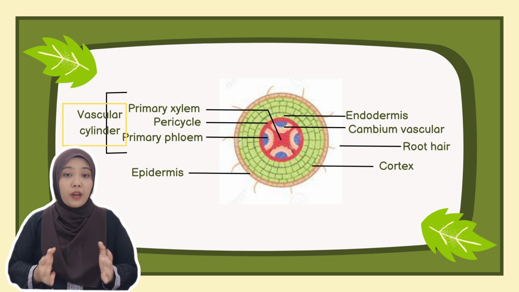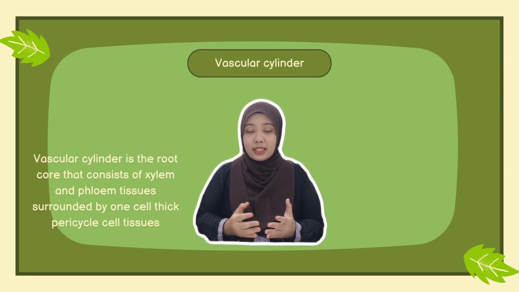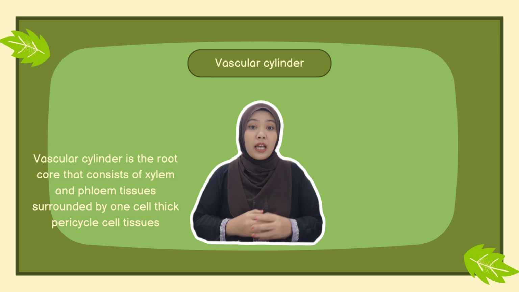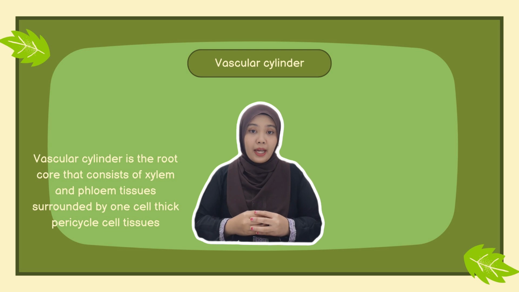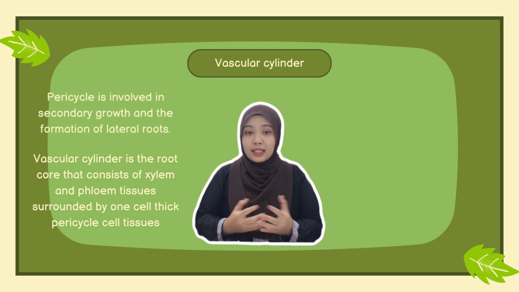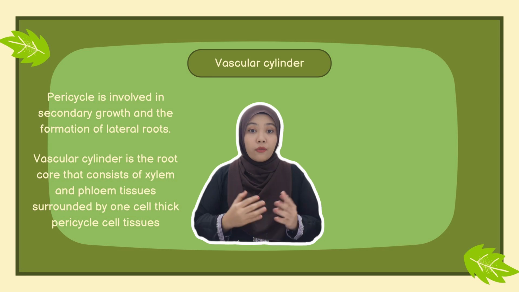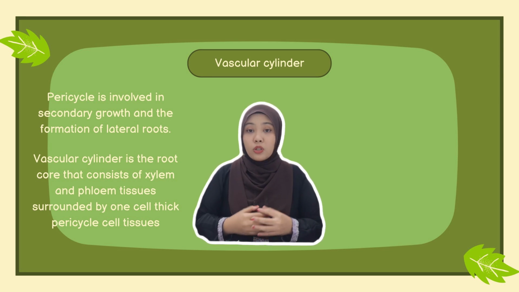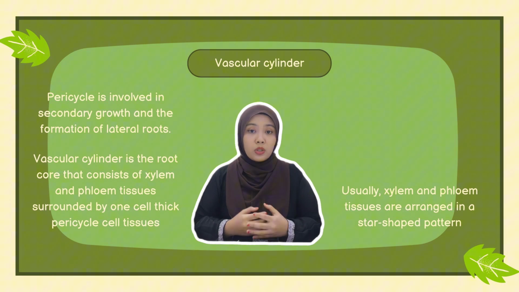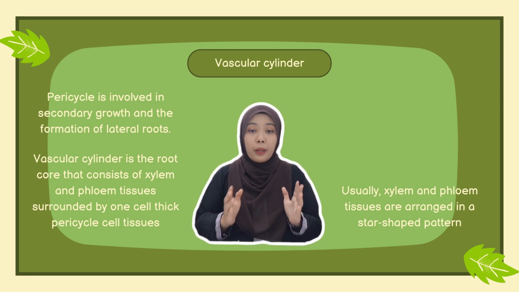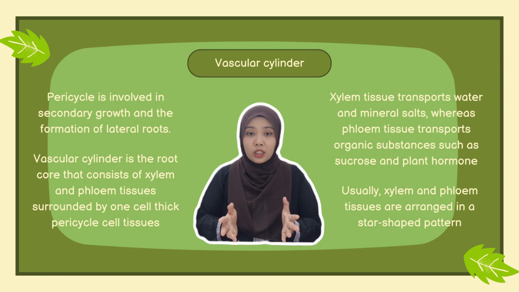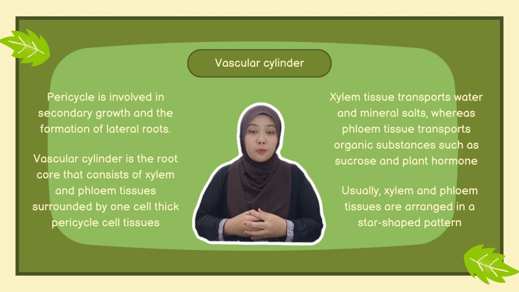Lastly, the structure of the vascular cylinder. The vascular cylinder is the root core, which consists of xylem and phloem tissues surrounded by one cell-thick pericycle tissue. The pericycle is involved in secondary growth and the formation of lateral roots. Usually, xylem and phloem tissues are arranged in a star-shaped pattern. Xylem tissues transport water and mineral salts, whereas phloem tissues transport organic substances such as sucrose and plant hormones.